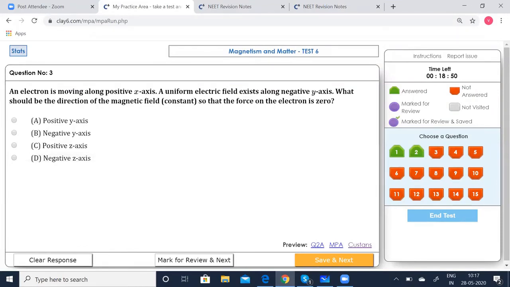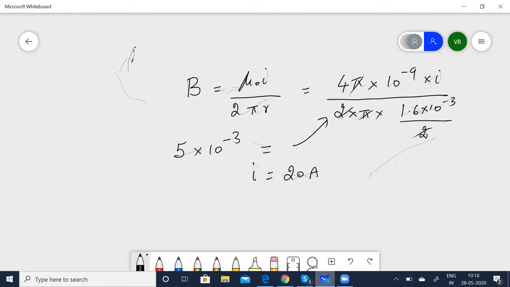An electron is moving along the positive x-axis. A uniform electric field exists along the negative y-axis. What should be the direction of the magnetic field, which is a constant, so that the force on the electron is 0? The direction of the magnetic force must be opposite to the direction of the electric force.